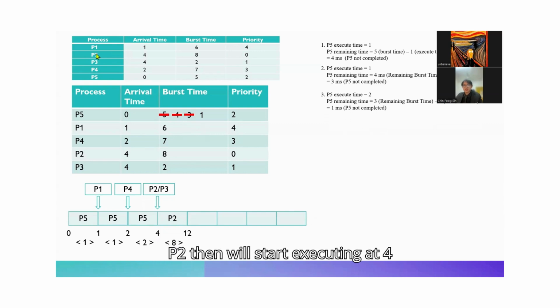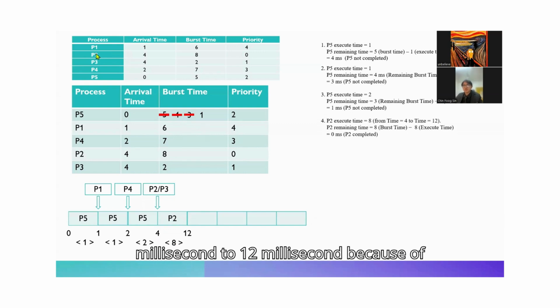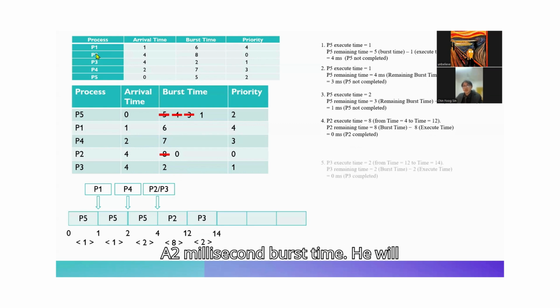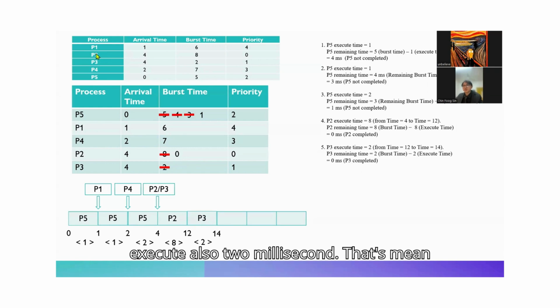P2 will then start executing at 4 millisecond to 12 millisecond because of its highest priority and burst time of 8 milliseconds. So the deduction will be 8 burst time minus 8 execute time becomes 0 milliseconds. Then P3 enters because its next highest priority is P3. P3 will then go from 12 to 14 millisecond, which is a 2 millisecond burst time. It will execute 2 milliseconds, so the remaining burst time for P3 is 0, which is completed.